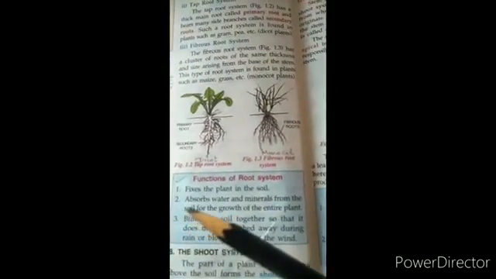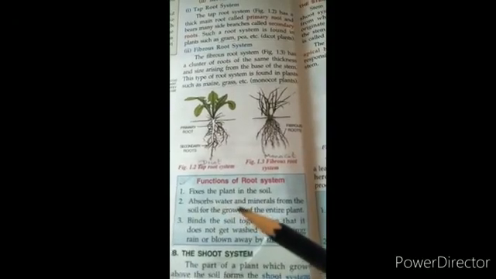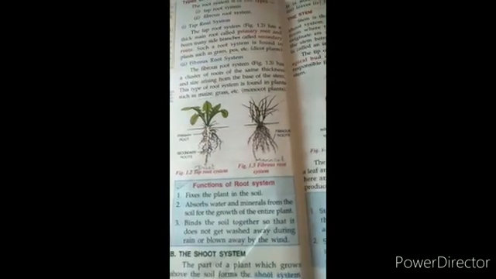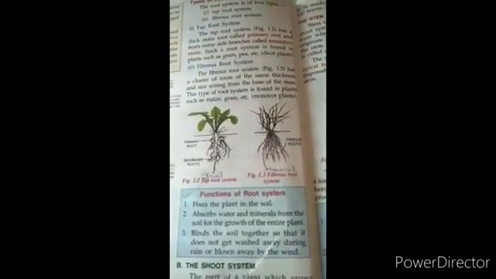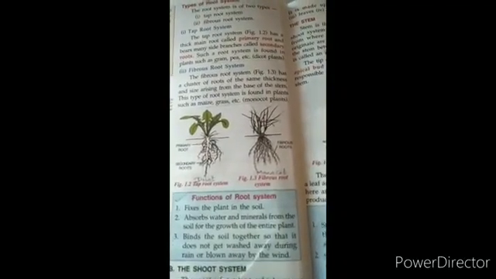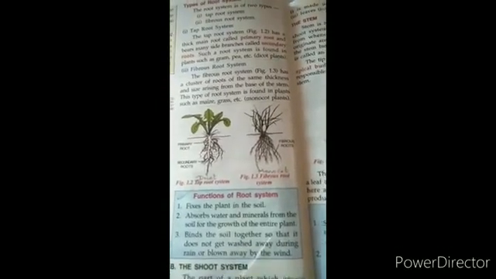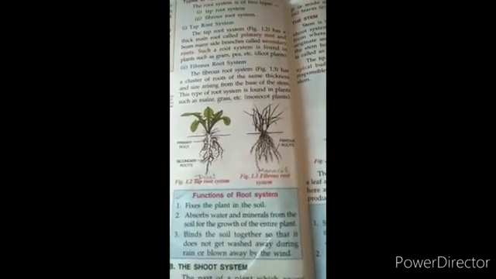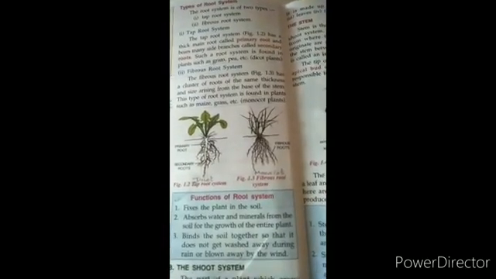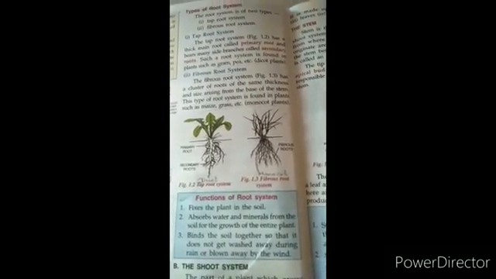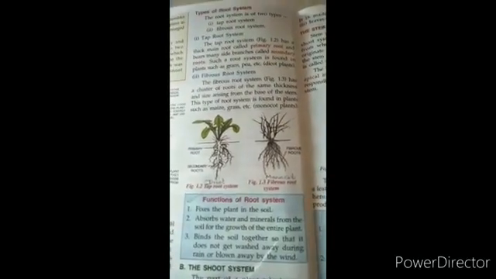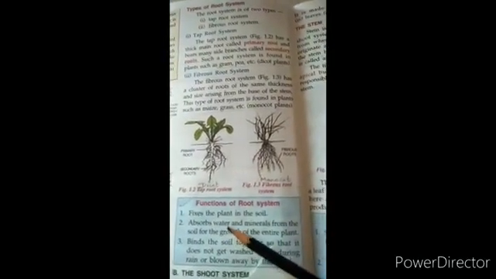The second one that we will look at is absorbs water and minerals from the soil for the growth of the entire plant. As we know, the plant needs nutrition, minerals and water that are present in the soil, and the root absorbs the water and the minerals, also known as sap, which then goes to the various parts of the plant so that the plant can produce its food and be healthy. Okay, so this is one good task that the root does.